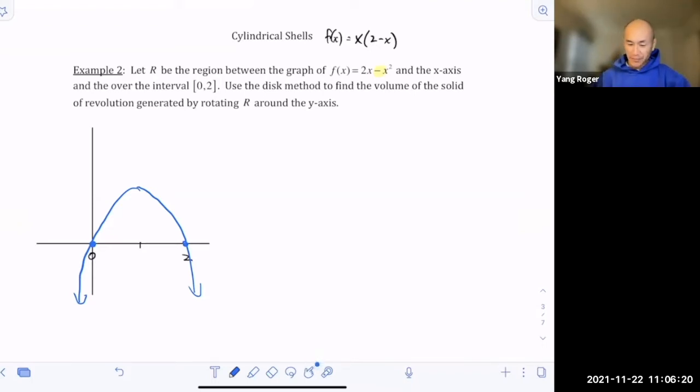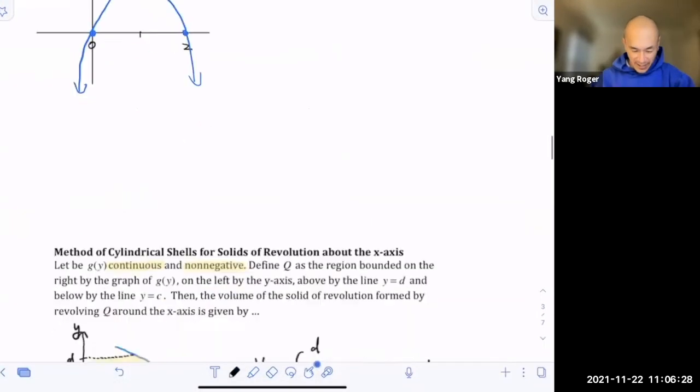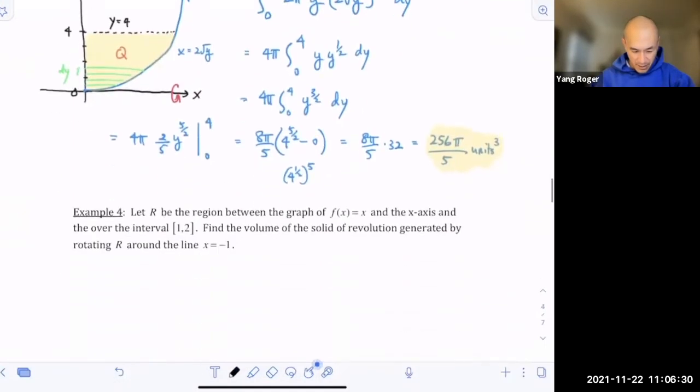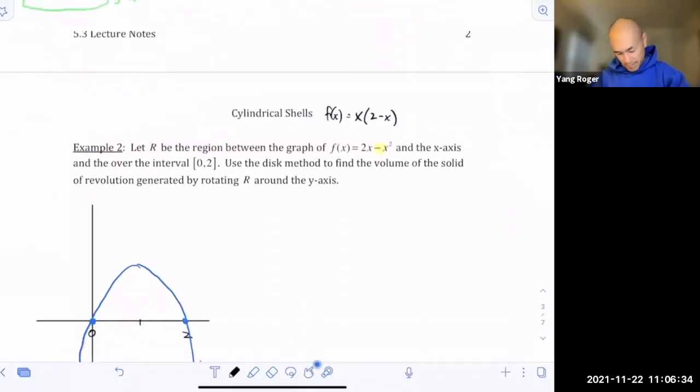Okay. Oh my God, this is terrible. I can't mean the disk method. I don't mean the washer method.